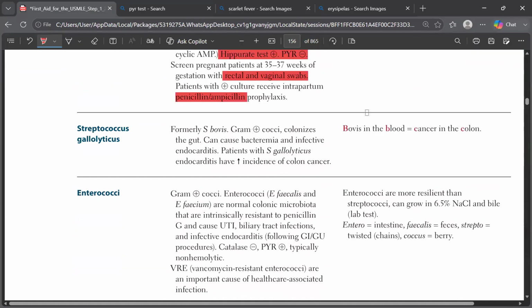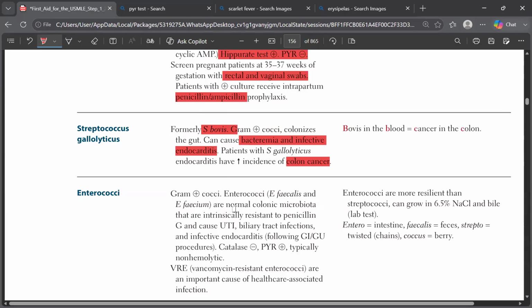The second last one we are going to do is Streptococcus gallolyticus. It is formerly called S. bovis. It is a gram-positive cocci that colonizes the gut, can cause bacteremia and infective endocarditis. Patients with S. gallolyticus endocarditis have increased risk of colon cancer. So it is an important one. Bovis in the blood, cancer in the colon. Oh, that's such a nice mnemonic. So bovis in the blood can cause bacteremia and infective endocarditis and cancer in the colon.